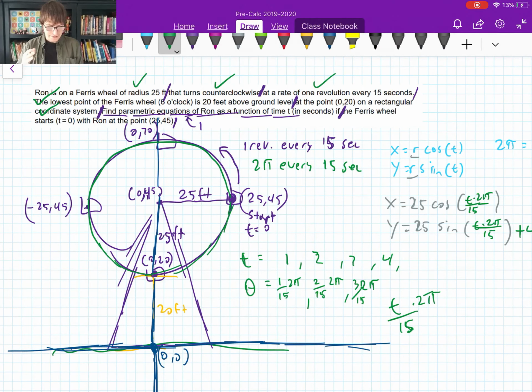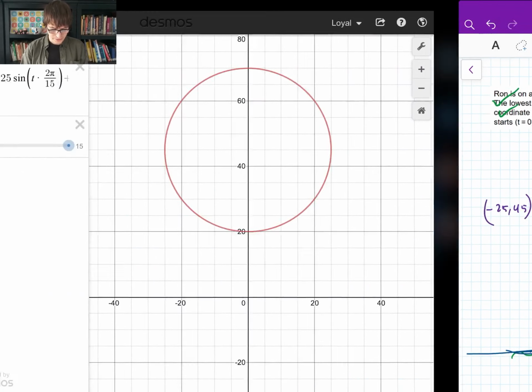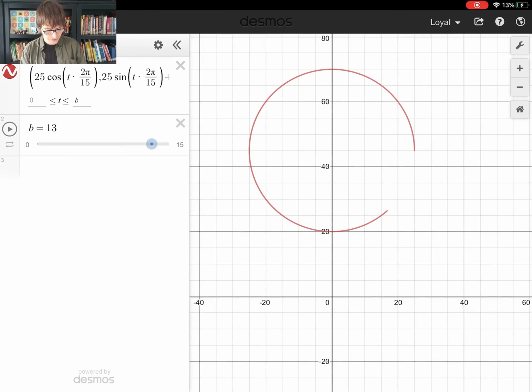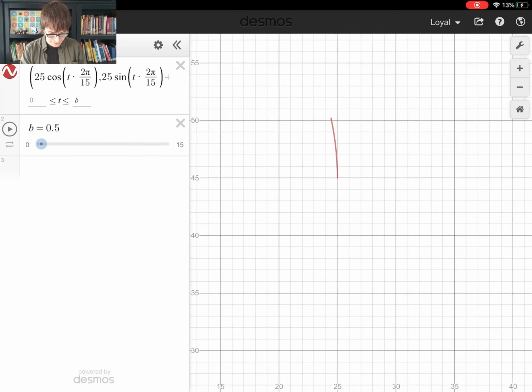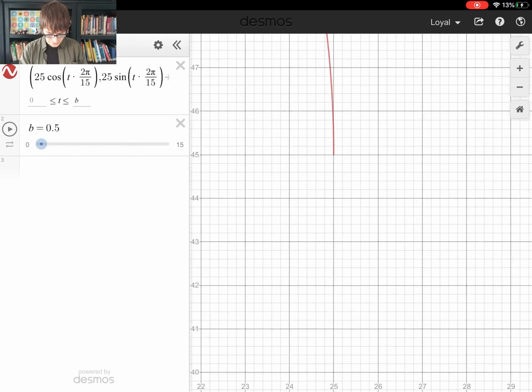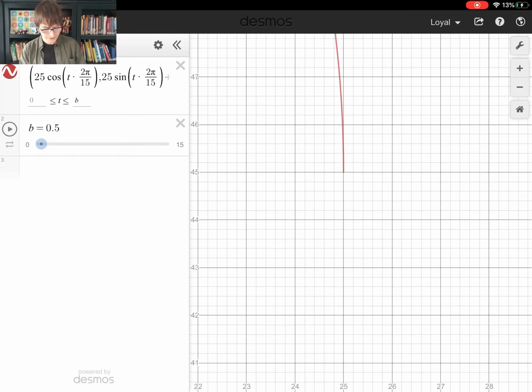And so we found this equation. Let's see, the last condition is the Ferris wheel starts with t equals 0 at the point 25, 45. Let's make sure that's what it's doing. At t equals 0, where do we start? Right when we start out, right at that point on the far right. And what is that point on the far right? Actually, that's the point 25, 45. That's exactly what it is.